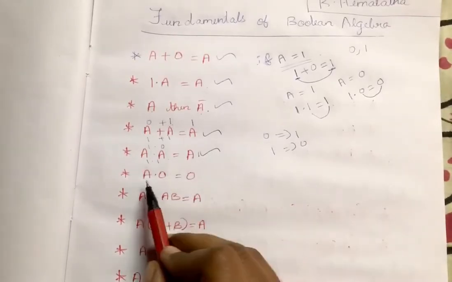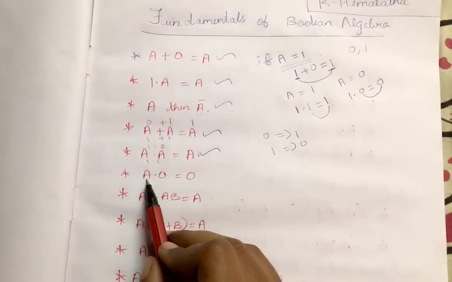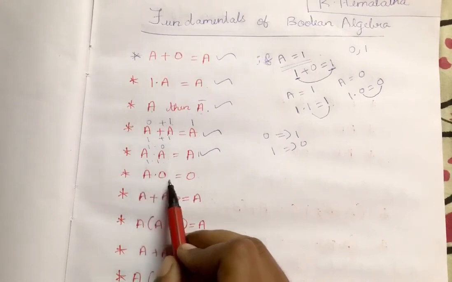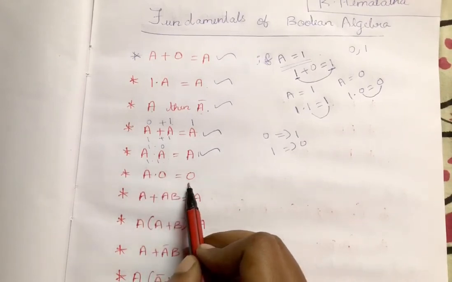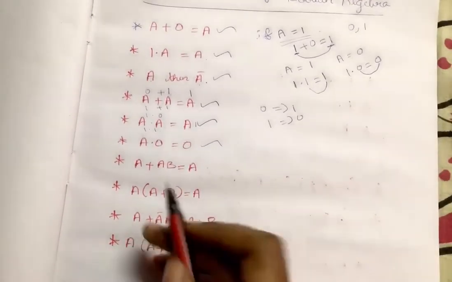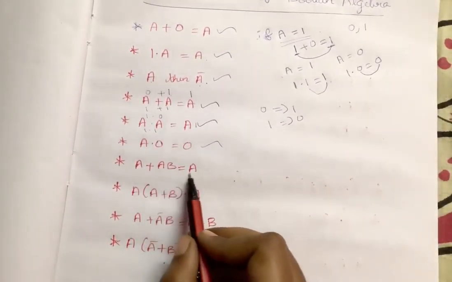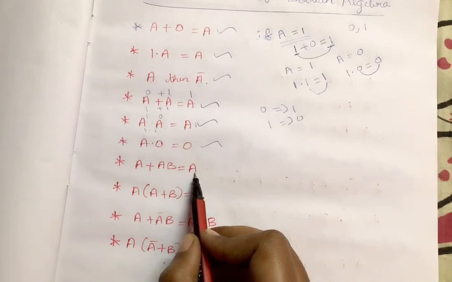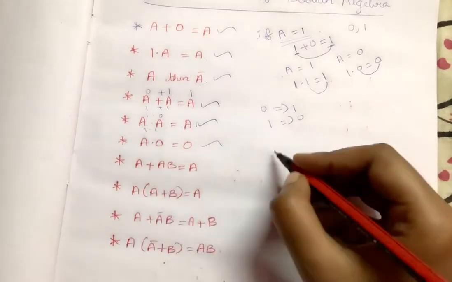So next property is A dot 0 is equal to 0. Whatever element we are multiplying with 0, we will get the output as 0. So this property is being satisfied. Next property is A plus AB is equal to A. So this condition we will see. A plus AB we are writing.